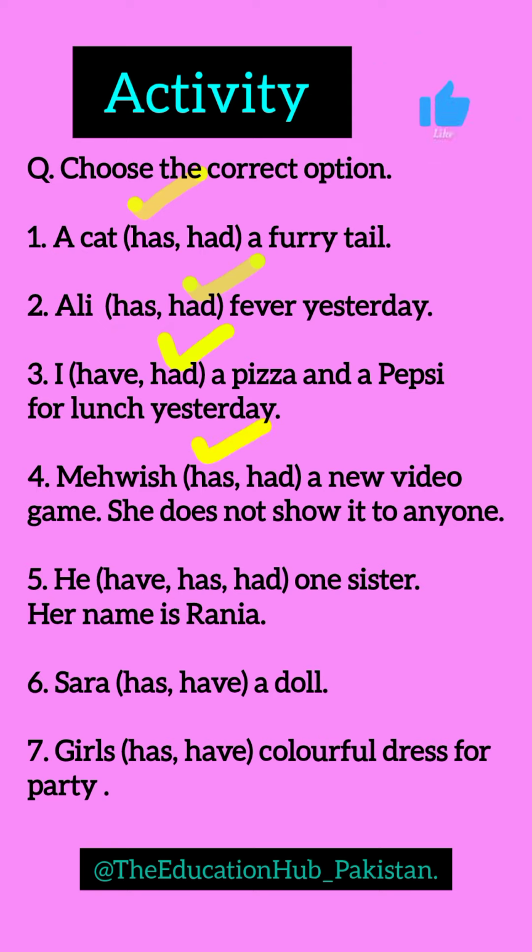Number 5. He dash one sister. Her name is Rania. In this, Rania is a girl and it shows about the present tense because there is a helping verb is, so we use here has. Number 6. Sarah dash a doll. In this, Sarah has a doll because Sarah is a singular noun.